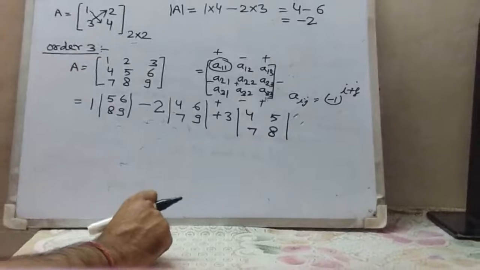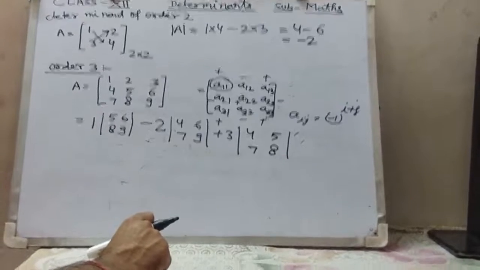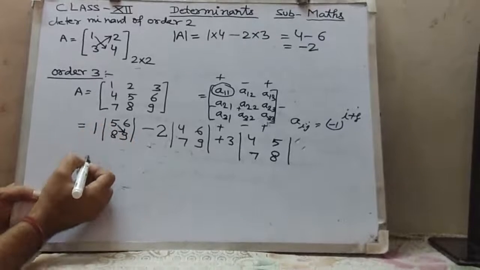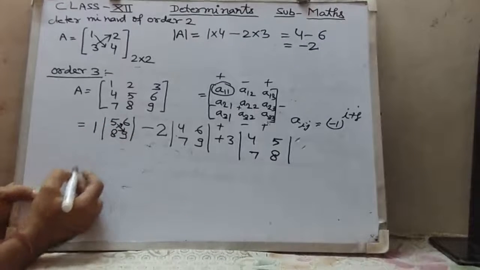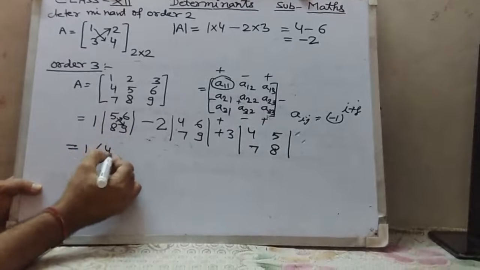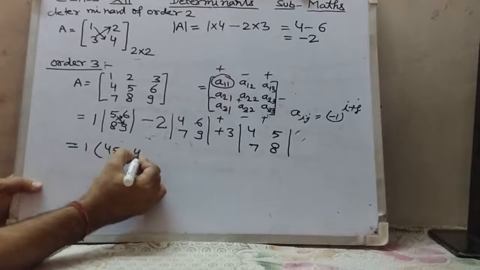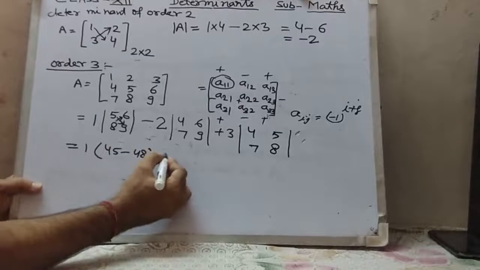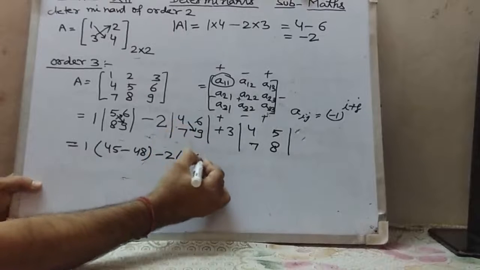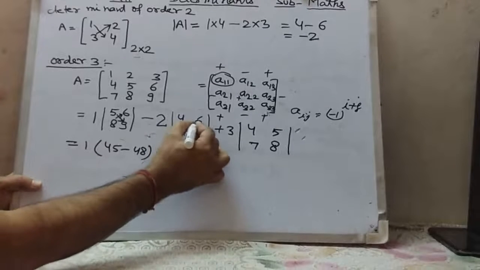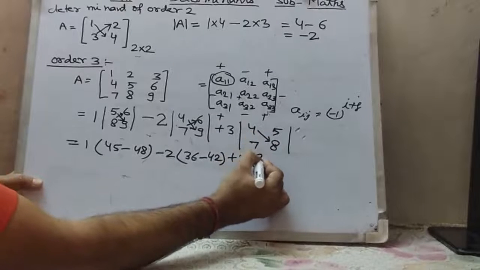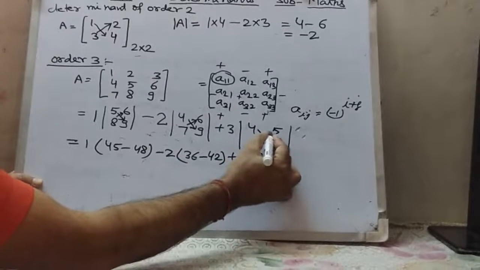Now by the process of determinant for finding the square matrix of order 2, firstly multiply the diagonal elements minus off diagonal elements. So we will write here 1, 5 into 9, 45, minus 40, minus 2, 36, minus 40, plus 3, 32, minus 35.